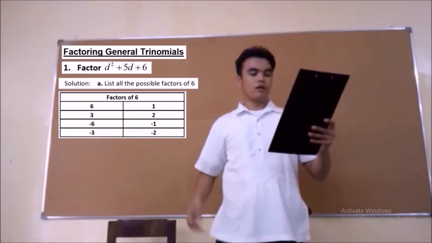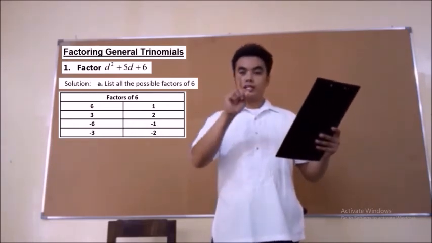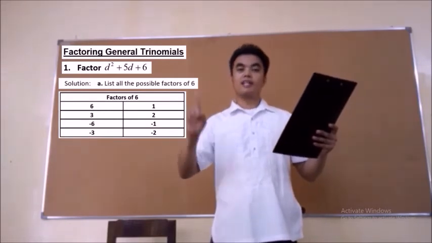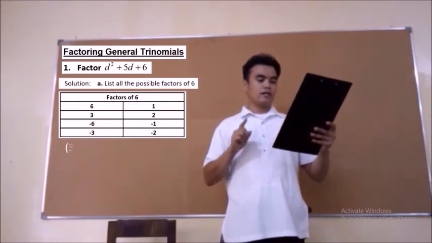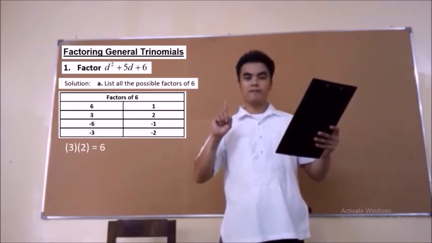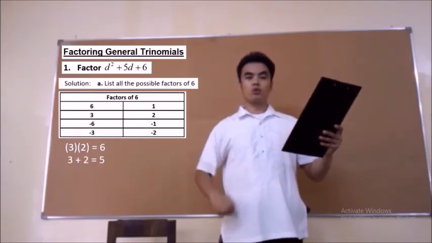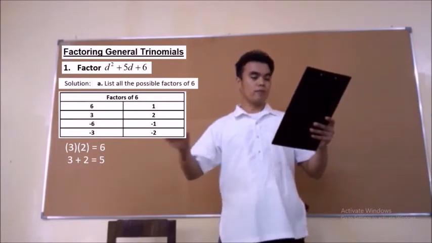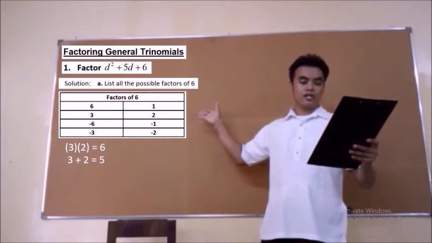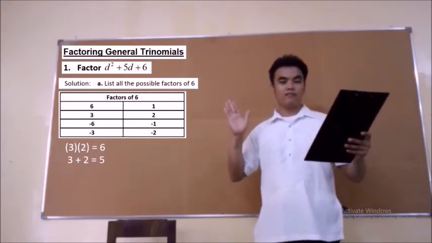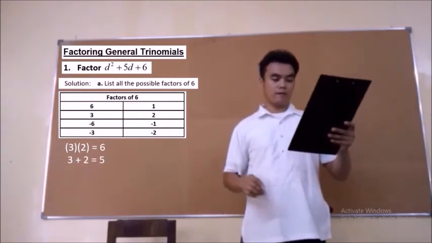Subukan natin. 6 times 1 is 6. Correct? How about 6 plus 1? That is 7. So, hindi natin pwedeng gamitin yon. Next, 3 times 2 is 6. Factor niya yon. How about 3 plus 2? 3 plus 2 is 5. Therefore, nakuha natin yung nasa gitna. Okay? So, yung 3 and 2, yun ang magiging factor na gagamitin natin to factor this trinomial.